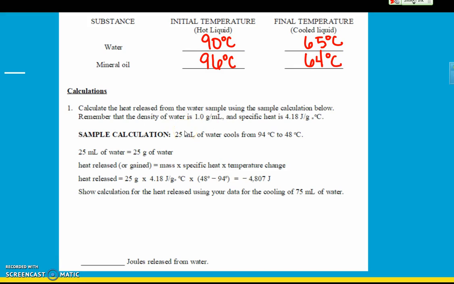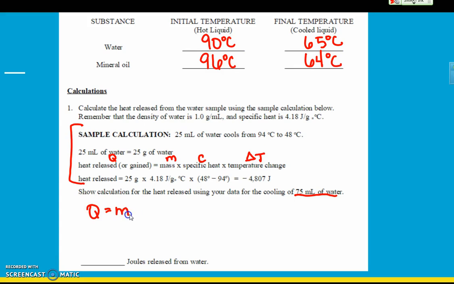For the first part, this is just a sample calculation. So they're showing you the equation. When they say heat released, it's Q, mass is M, specific heat is C, temperature change is delta T. And they just go through an example right here. They want us to calculate the heat released using your data for 75 milliliters of water. So we're going to be solving for Q.